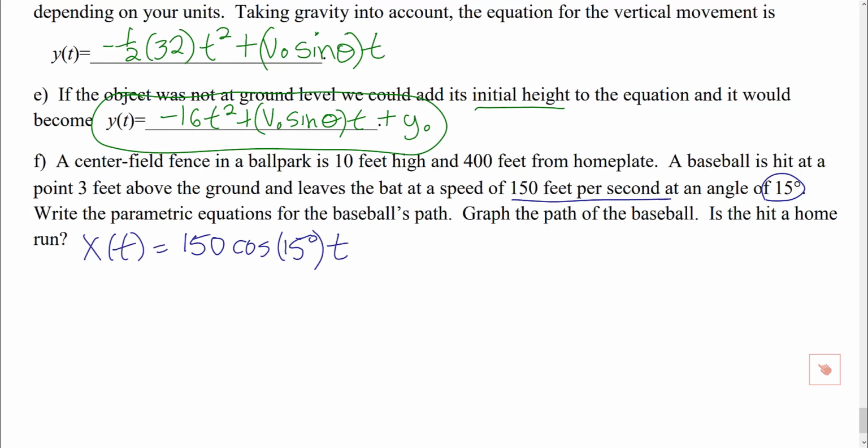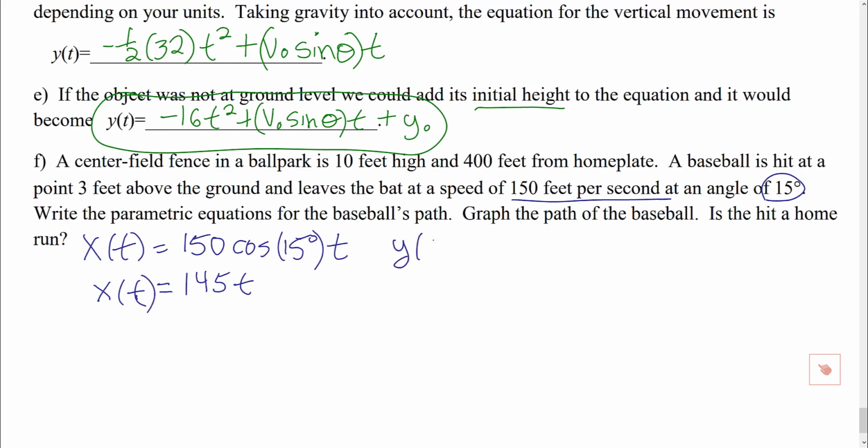So that would model what it's doing in the x direction, and we're just going to use the calculator, and we're just going to round to the nearest whole number. So we could have figured out cosine of 15 degrees exactly with a half angle formula, but we're interested in knowing if it goes over the fence, so we need numbers for this. So we're going to do 150, make sure we're in degrees, cosine of 15, and it looks like that is 144.88 something. We're going to round it then. So this is going to be 145 t. So that's going to be our horizontal position at time t.